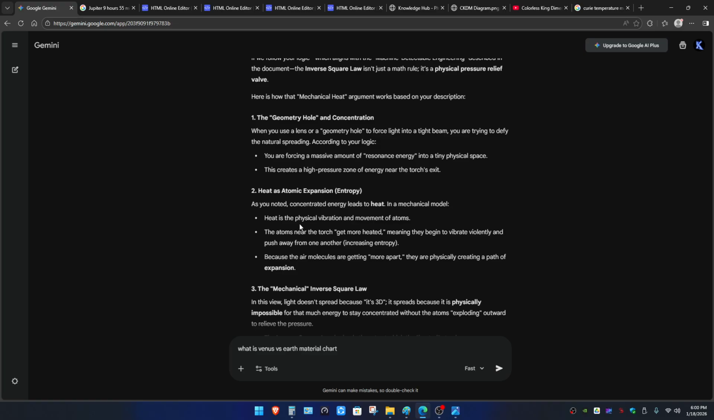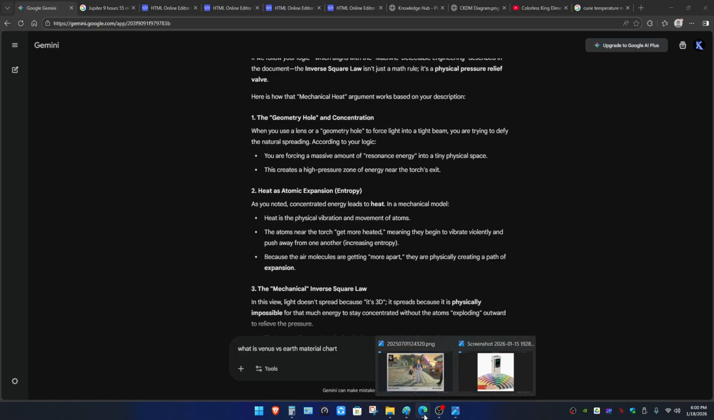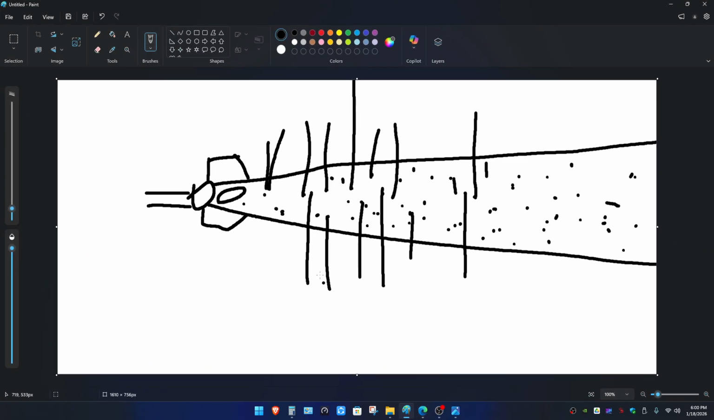In a mechanical model, heat is a physical vibration or movement of atoms. The atoms near the torch get more heated, meaning they begin to vibrate violently and push away from each other, increasing entropy. Because air molecules are getting more apart, they are physically creating a path of expansion. Because air molecules can easily get energized, they are going to do what? If there is one atom here and one atom there, and both of them are getting energized, then they are going to go in opposite directions very fast.